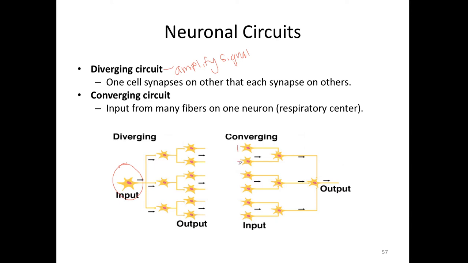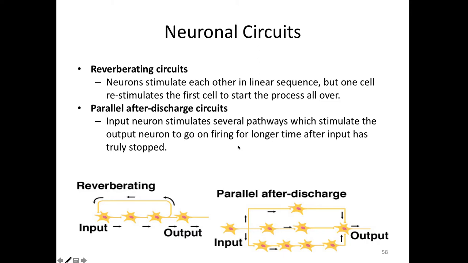Converging circuit is the opposite. So we have 1, 2, 3, 4, 5, 6 neurons here, and the output neuron, there's only one. So we've got a reduction in signal neurons by 6 by the time we get to the output one. So this is a way to dampen or reduce signal. You can set up some circuits kind of weird to do specific tasks.